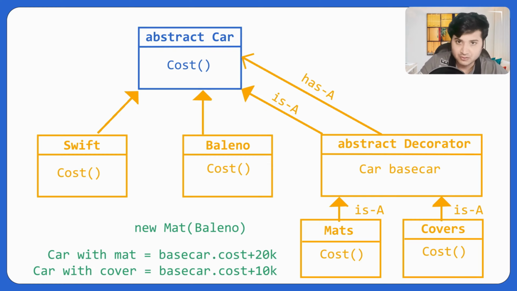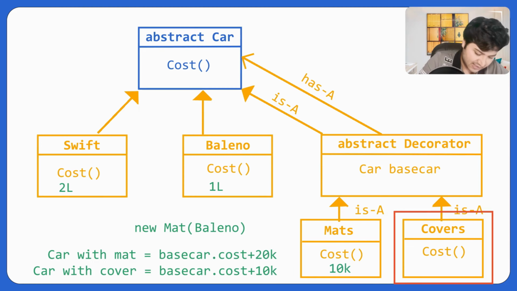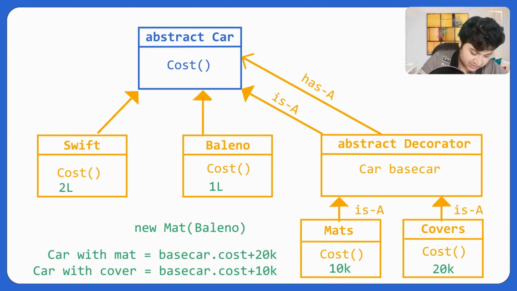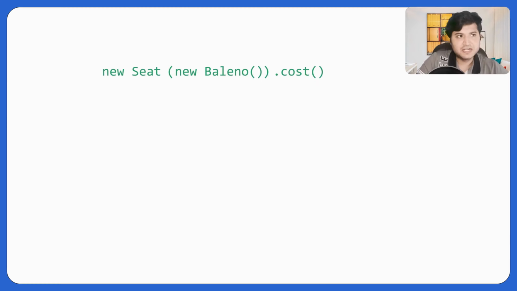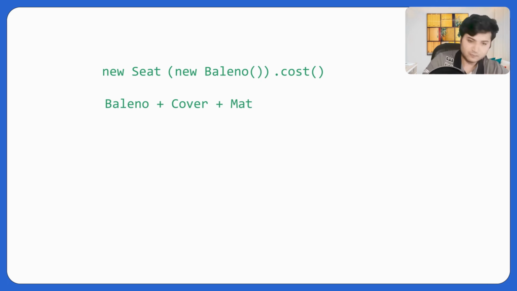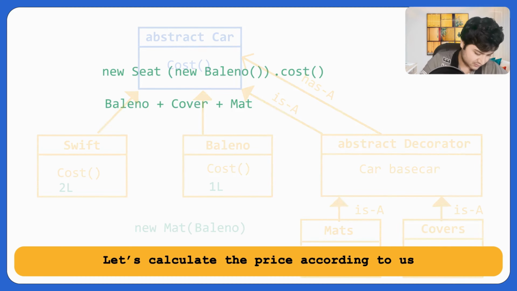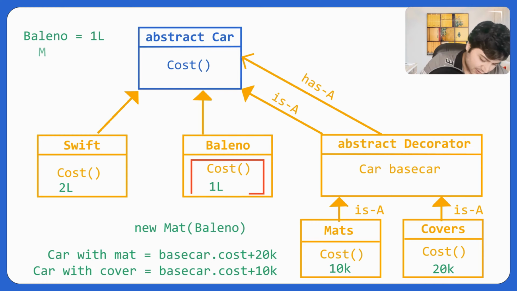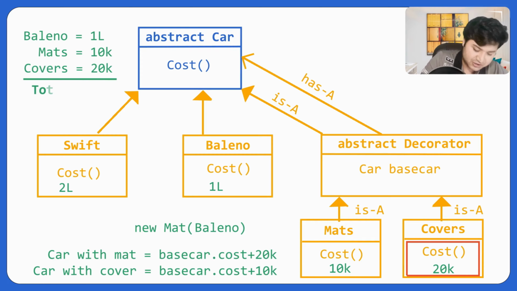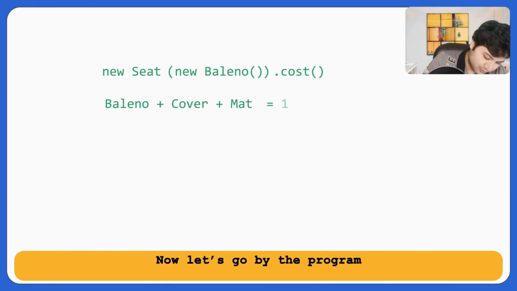Let's take one more example. Before this, let's just decide the cost. Let's say Baleno has a cost of 1 lakh and Swift has a cost of 2 lakhs. Mats have a cost of 10k and covers have a cost of 20k. Okay, let's take any configuration: Baleno plus cover plus mat. Let's calculate the price according to us, not by the program. Baleno has a cost of 1 lakh, plus mats is 1.1, plus 20k is 1.3 lakhs. So this should be 1.3 lakhs.